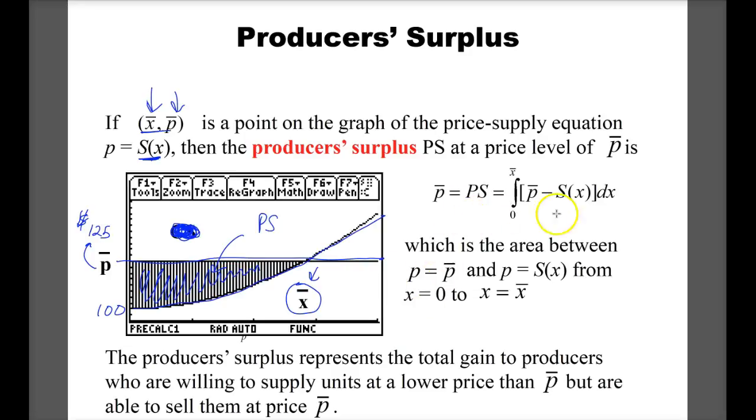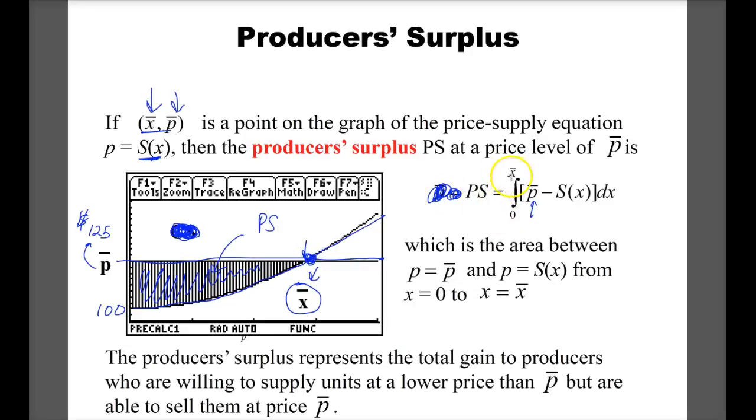And of course, how we find that out is, this shouldn't be there. It should just be P of S. So we do this by doing the difference, or the area in between the P bar horizontal line and our supply curve S of X. And of course here we see that P bar comes first because the S of X function is beneath it. Okay, so the y coordinates for P bar is going to be higher than the y coordinates for S of X. And of course, this point here, X bar, P bar, is just where the supply curve and the price line intersect, right here.